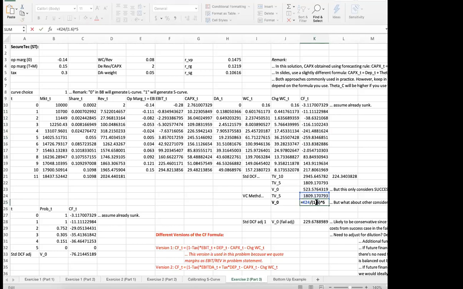Now, the thing is, this value D is assuming that the startup will have a normal level of dilution from now until exit. In other words, these negative cash flows are, loosely speaking, typical for a company of SecureTech size, right? So a typical company of SecureTech size would lose roughly this level of money from time 1 to time 5.